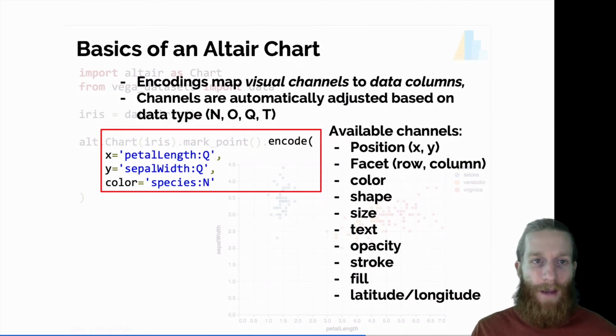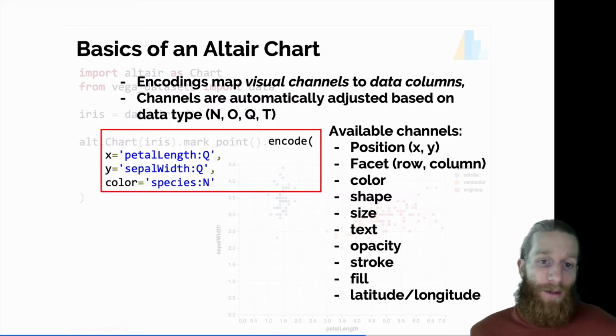And the encodings are the next part. What we're doing is mapping visual channels to the data columns. So you can specify the data type. Here, species n. We're telling it that species is nominal. What that is going to do is choose a nominal color scale.